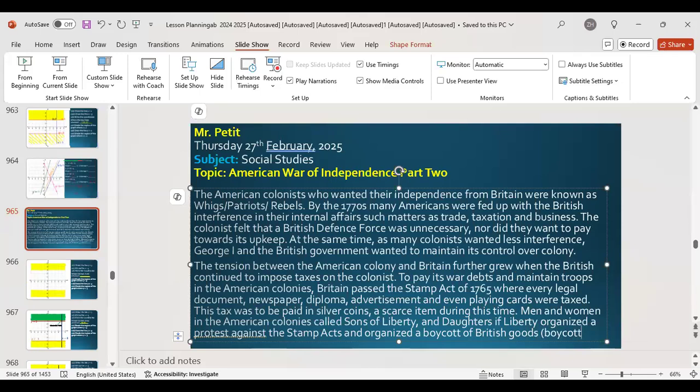Do y'all know what a boycott is? Yes, sir. What is a boycott? Protesting. It's like protesting, it's for business. Trying to reject something, like protesting basically.